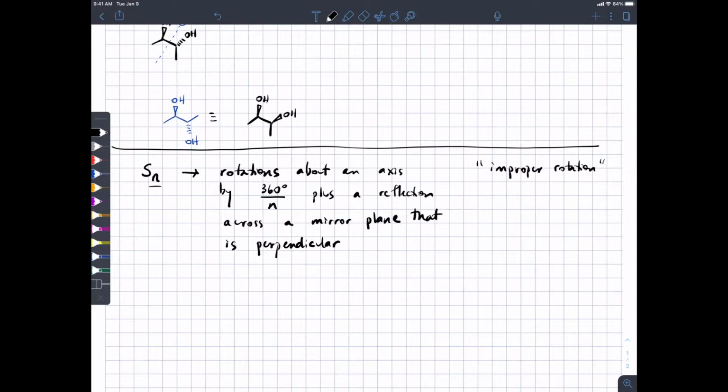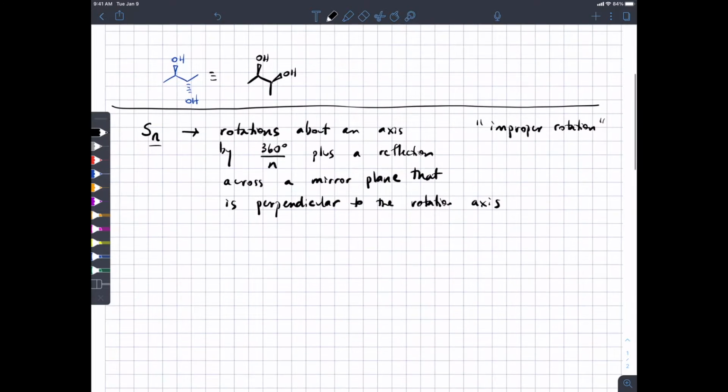Have I defined that correctly? Did I miss anything there? Perpendicular to the rotation axis. Okay, what do we mean by that?